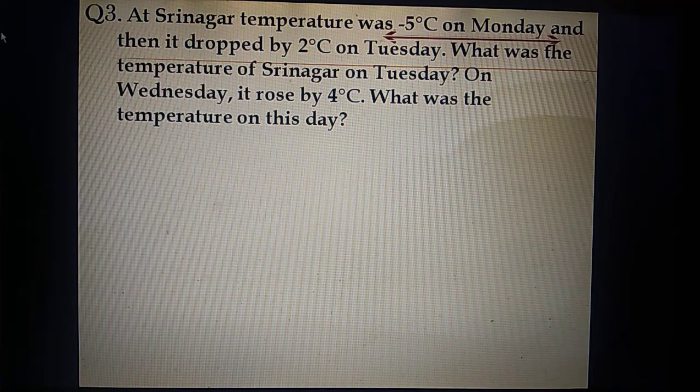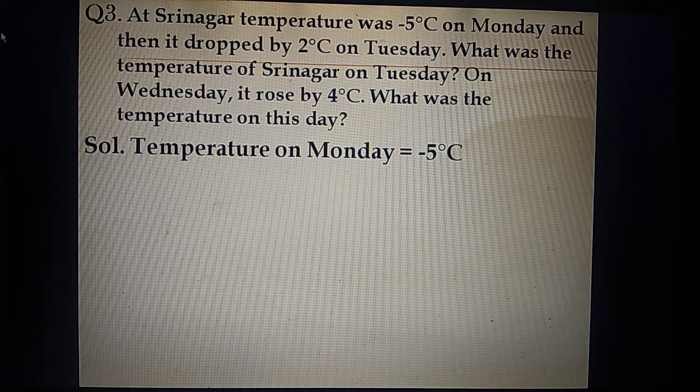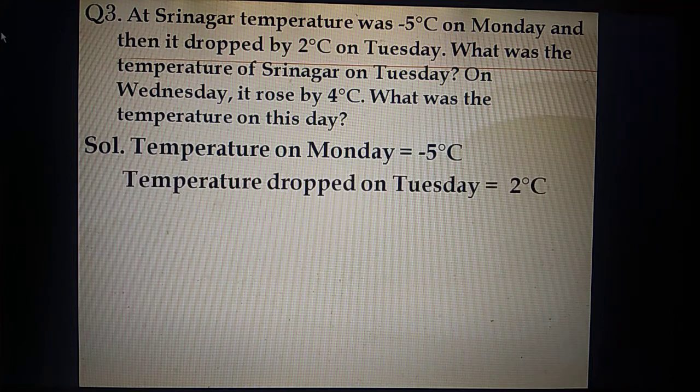So the very first thing given to you is temperature on Monday. So first you will write temperature on Monday is minus 5 degrees Celsius. The next line given to you is it dropped by 2 degrees Celsius on Tuesday. Dropped means it is reducing. Reducing means you have to take away something. It means you have to subtract this value from the temperature on Monday. So first you will mention it in a sentence. Temperature dropped on Tuesday equals 2 degrees Celsius.